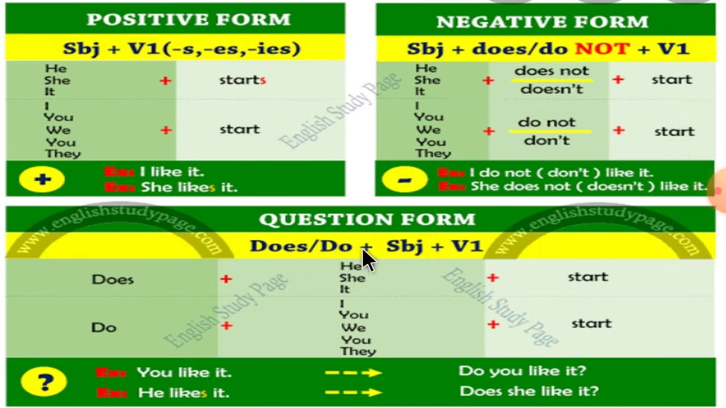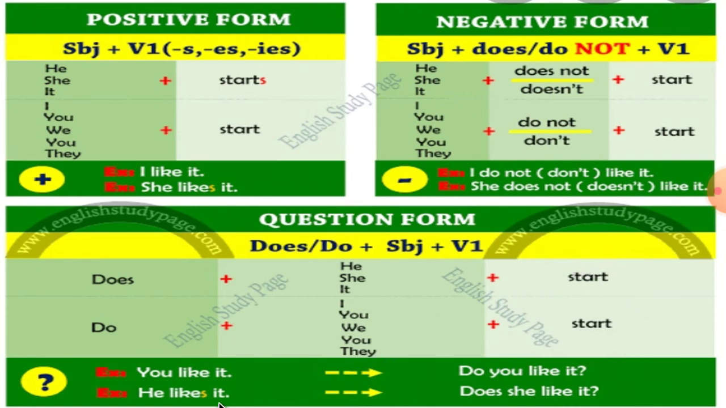Now let us see the question form, how to make questions. Use does or do plus subject plus verb. So here only these two parts will be changed. Does or do will come first, and the subject in the middle. The verb will remain as it is. So with he, she or it, you have to form questions with does. And when you are making questions with I, you, we, you or they, you have to use do. The verb will remain as it is.